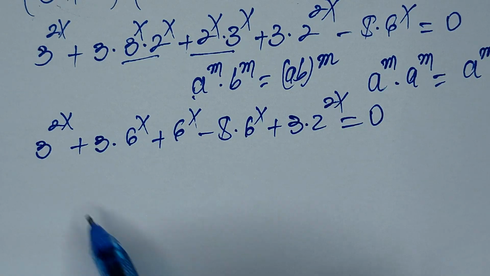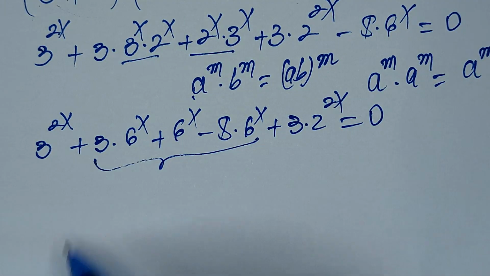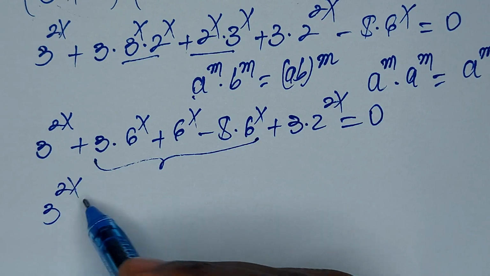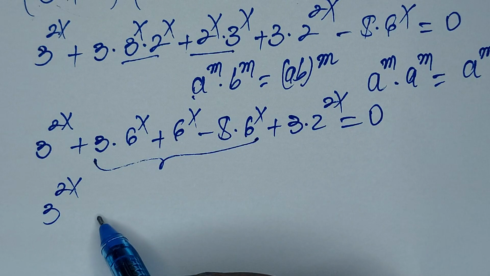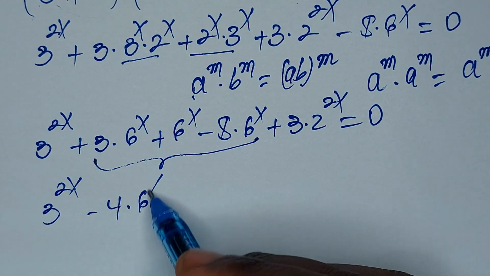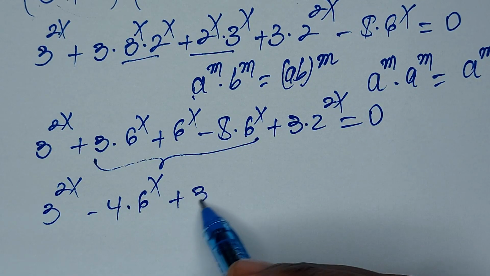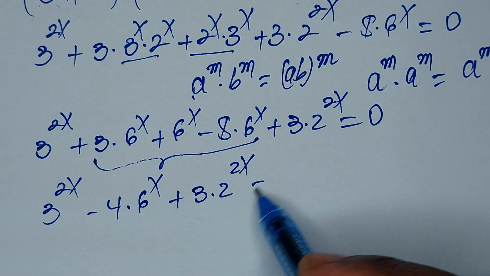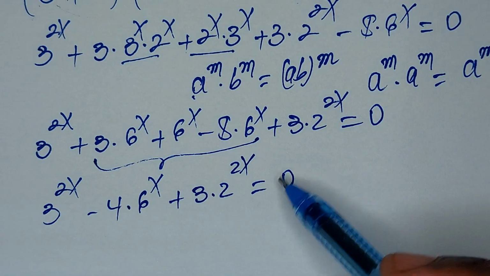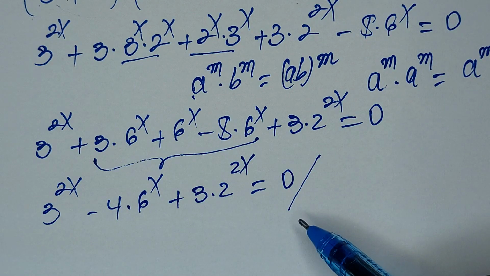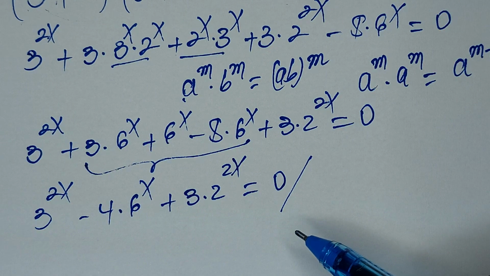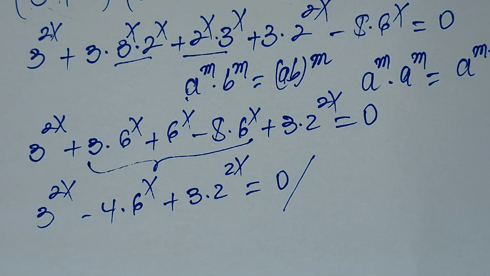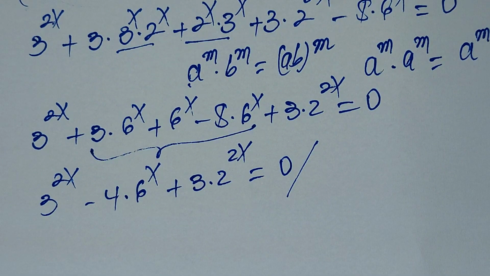Given that, now these terms we can turn into just one. 3 plus 1 is 4, 4 minus 8 is minus 4 times 6 to the power of x, plus 3 times 2 to the power of 2x, and this is equal to 0. And then I'm going to divide both sides of the equation by... no, I'm not going to divide by anything. Let's just solve this.